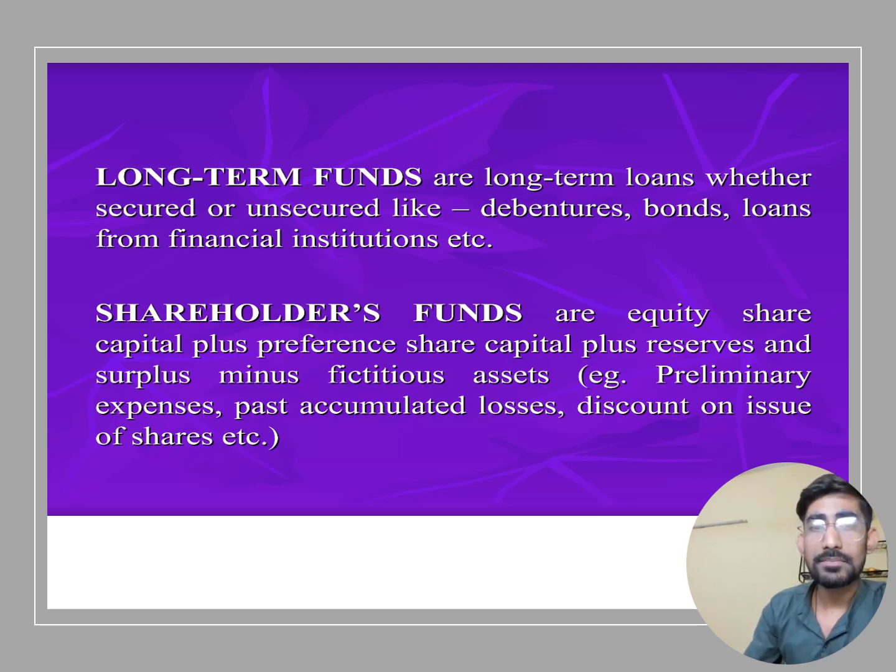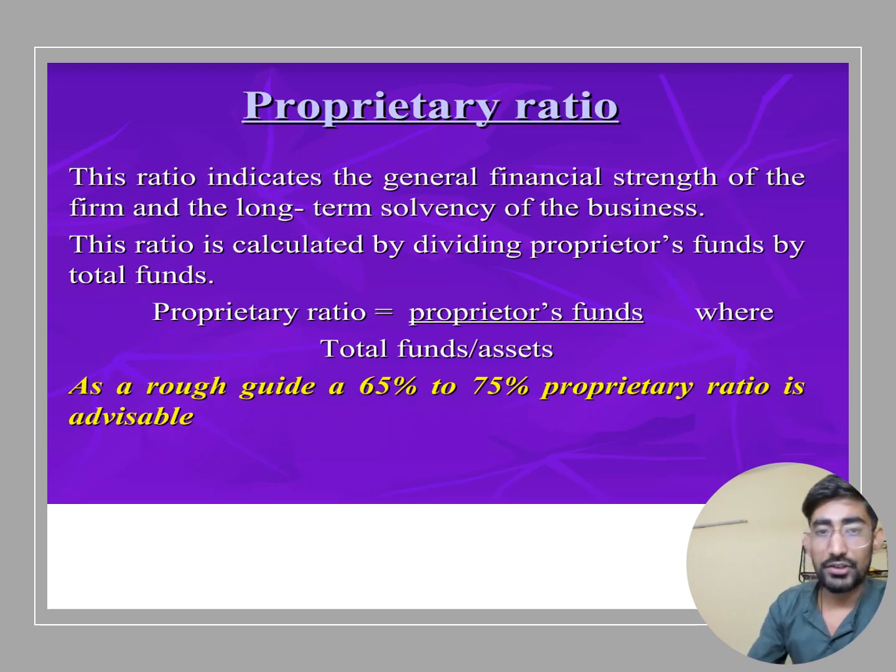So coming up, proprietary ratio. So again, earlier I have told you what is proprietor's fund. So this we are going to use in this formula. So this ratio indicates the general financial strength of the firm and the long-term solvency of the firm, right? General financial strength and the long-term solvency of the firm. This is a very important ratio to calculate the long-term solvency position of a firm.